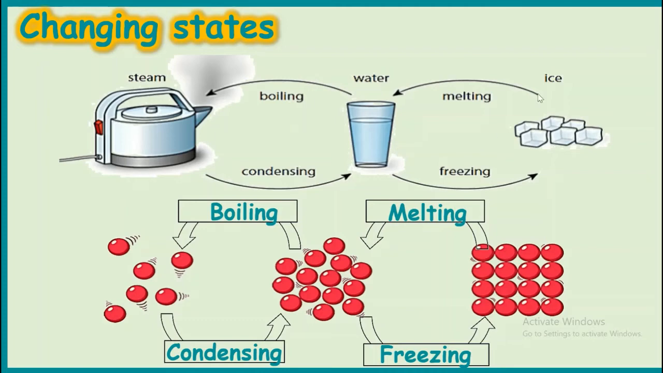Now see ice. When the ice melts, it changes to water. When the water is boiled, it changes to steam. Now when you condense the steam, it will become liquid, and when you freeze the liquid, it will become ice. So now from solid to liquid, it is melting. From liquid to gas, it is called boiling. From gas to liquid, it is called condensing, and from liquid to solid, it is called freezing.